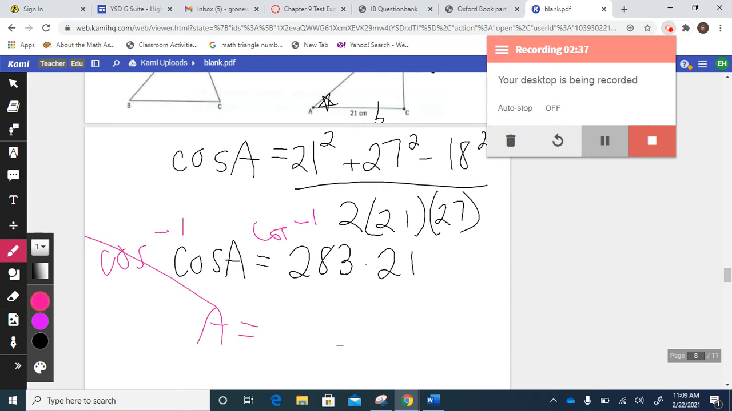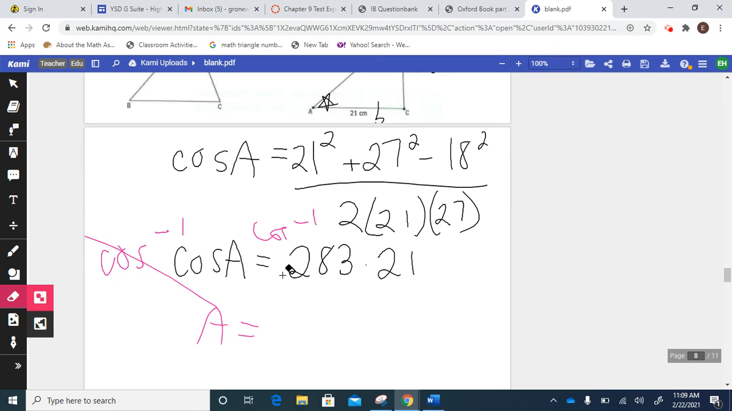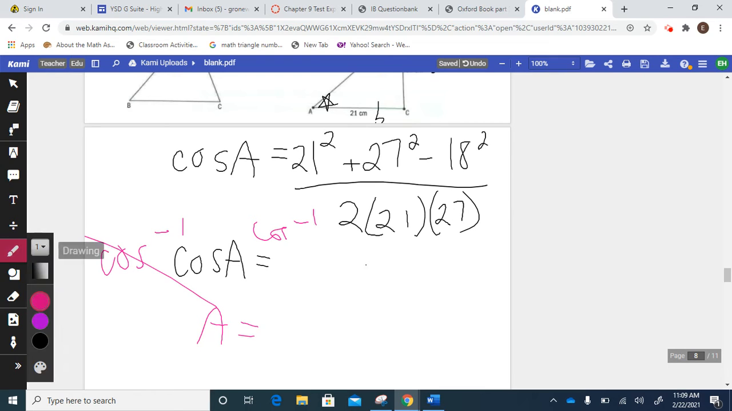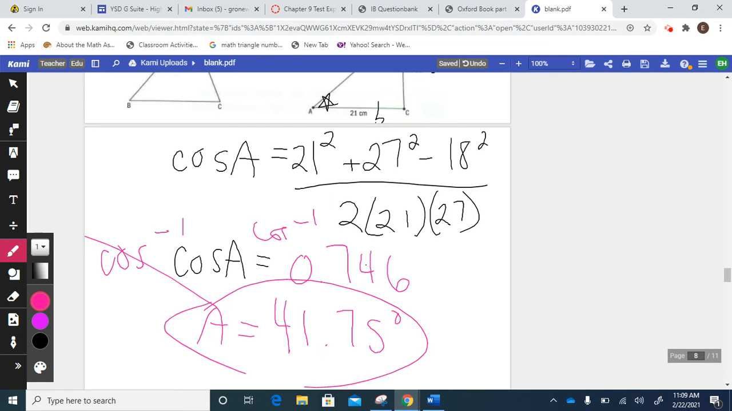Okay, I paused it because I think I made a calculator error. The right side of the equation should not be that. I think I might have forgotten some parentheses somewhere. So actually the right side of the equation equals 0.746. And then the cosine inverse of that was 41.75 degrees.